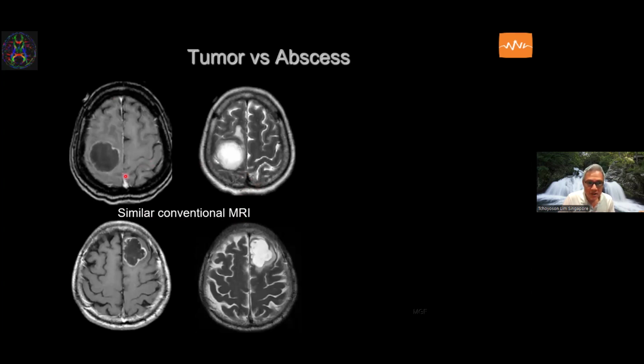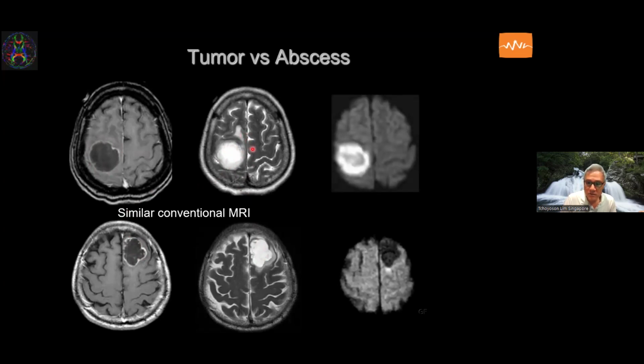So this describes two patients, the patient above and the patient below. One of them has an abscess, the other has a tumor. So here is a patient who has a ring enhancing lesion. This is also ring enhancing. The T2 images both show high signal intensity and surrounding cerebral edema. Which patient has the abscess and which patient has the tumor?